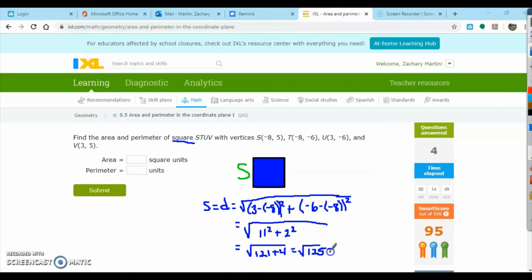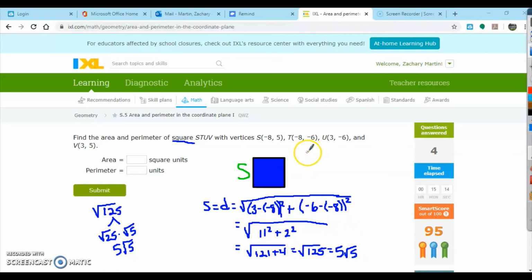Which, by the way, we can simplify. 125, let's see if we can simplify that root. That's what? Square root of 25 times square root of 5, right? 25 times 5 is 125, so that's 5 root 5. So the length of any side of this square is just 5 root 5.